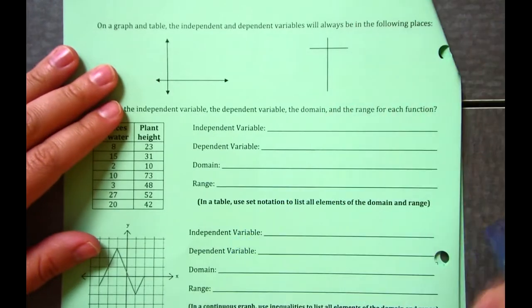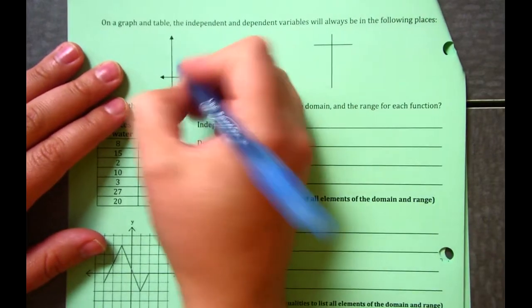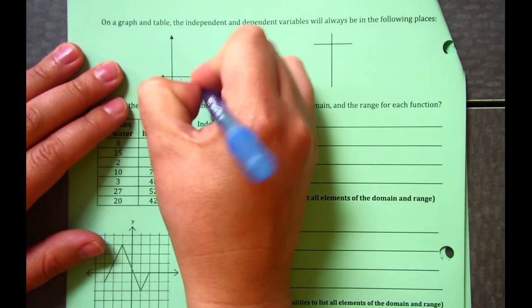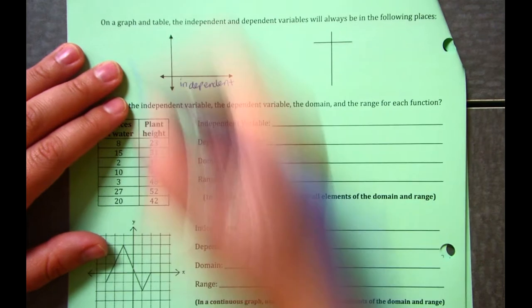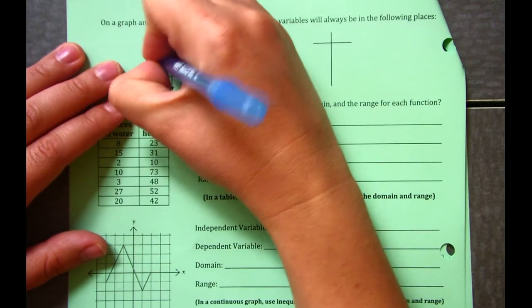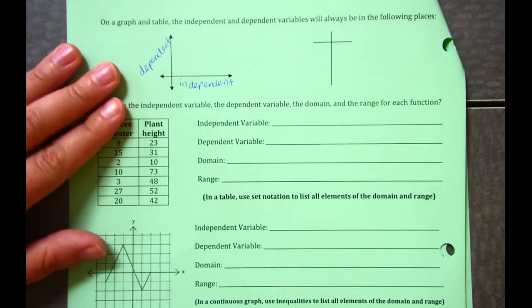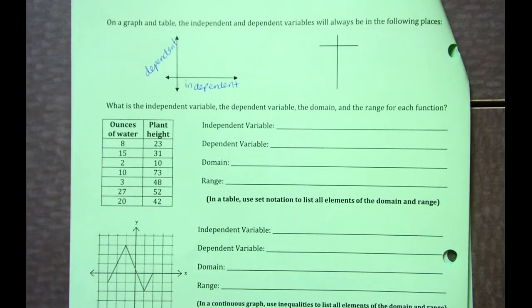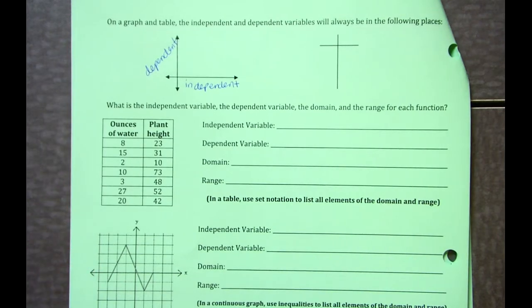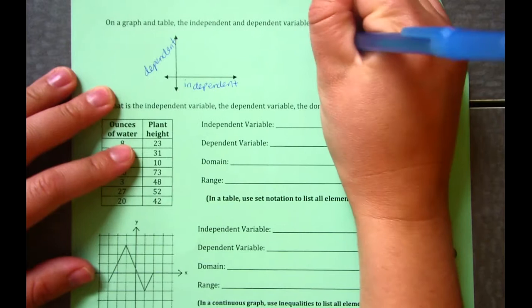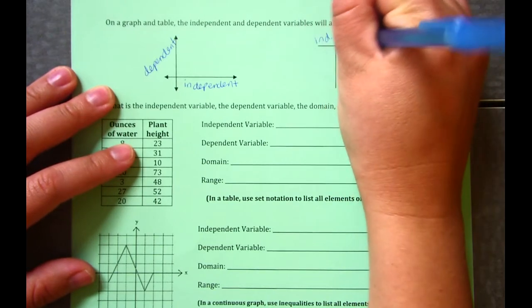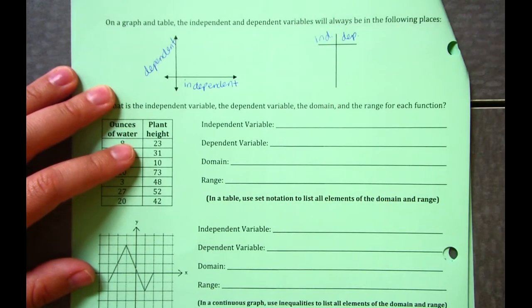In a graph, the independent variable and the dependent variable will always be found in these places. The independent variable will always be along the x-axis, and the dependent variable will always be along the y-axis. So whenever you're going to graph a situation, you need to think about what's the independent variable and what's the dependent variable and put them in the right spots. In a table, the independent comes first, and the dependent comes in the second column.